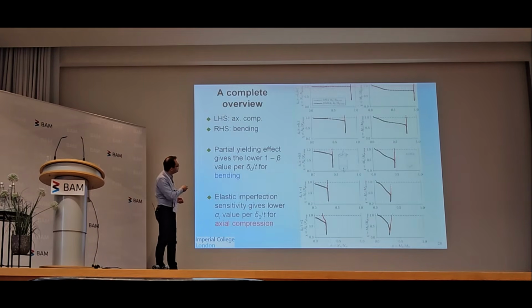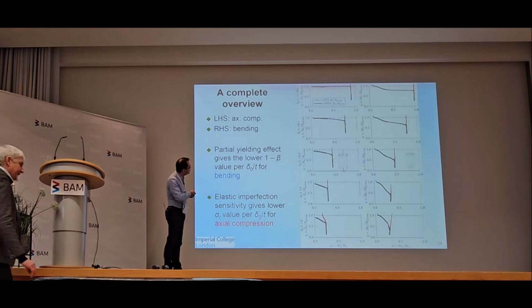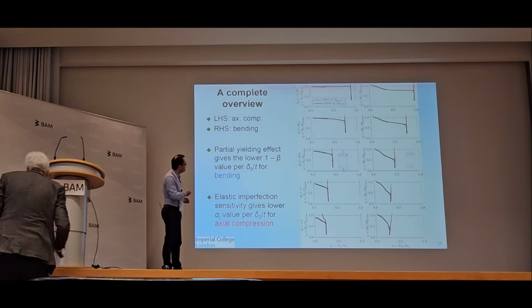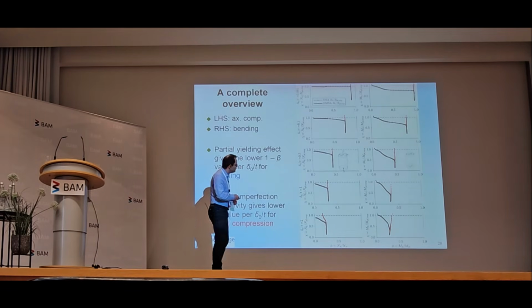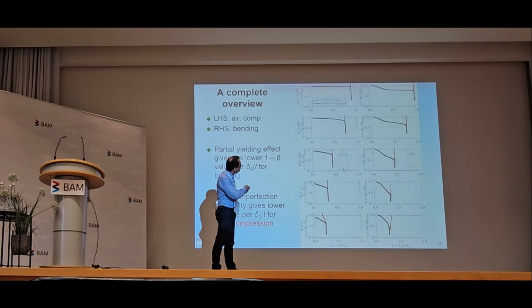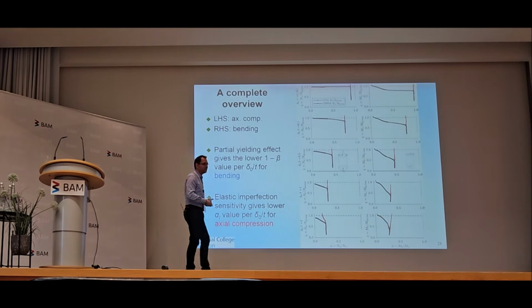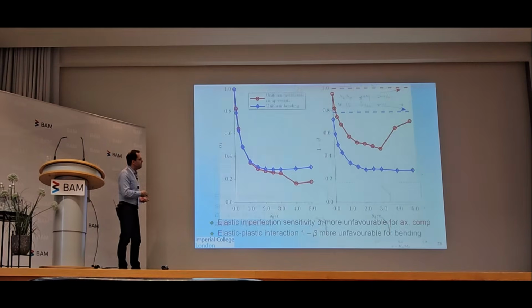As a matter of time, these are the complete capacity curves for varying imperfection amplitudes, and you can see that this premature yielding effect persists for deeper imperfections as well, and for that reason 1 minus beta is lower for bending uniformly, regardless of delta T. But if you look at the vertical axes, which represent elastic imperfection sensitivity, this vertical line, it is still lower for axial compression than it is for bending.